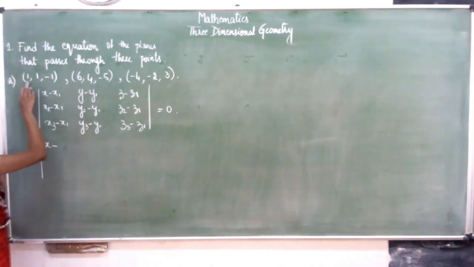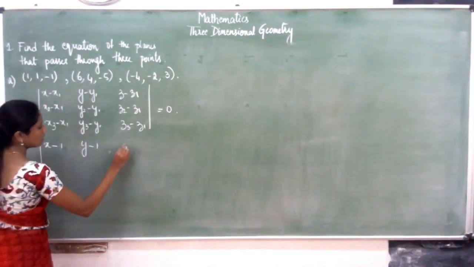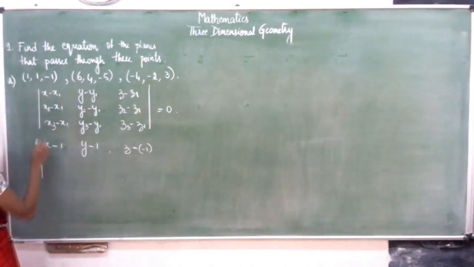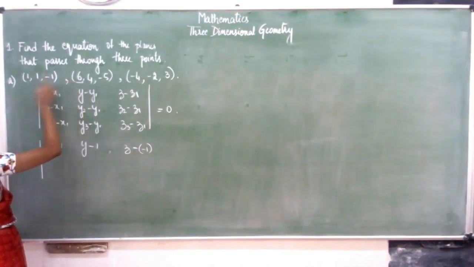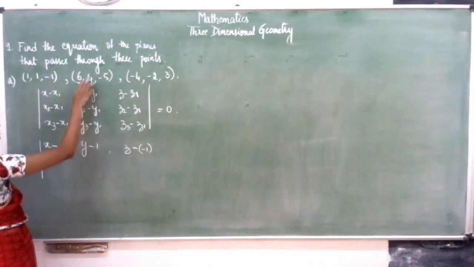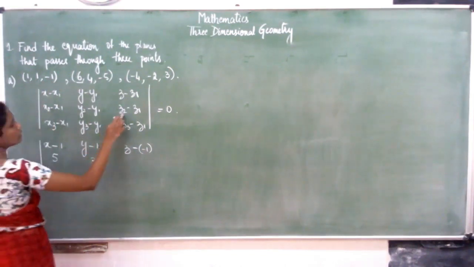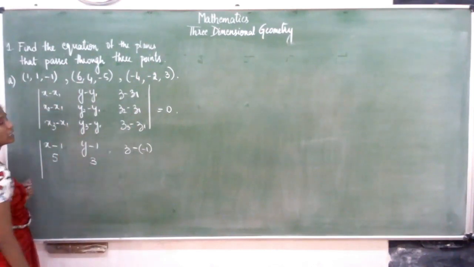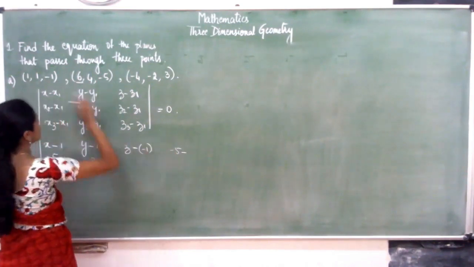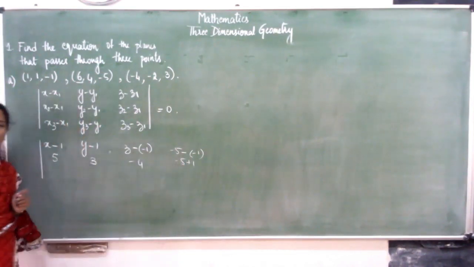So x minus the value of x1 is 1. Next y minus value of y1 is also 1, and z minus value of z1 is minus 1, so z minus of minus 1. Next x2 minus x1. x2 is 6, x1 is 1, so 6 minus 1, it is 5. Next y2 minus y1. y2 is 4, y1 is 1, so 4 minus 1, which is 3. z2 minus z1: z2 is minus 5, z1 value is minus 1. So minus 5 plus 1, which is equal to minus 4.